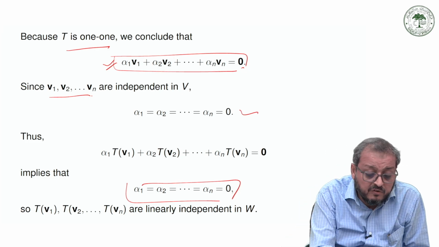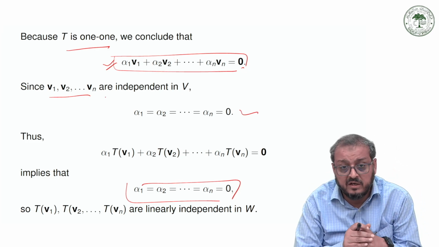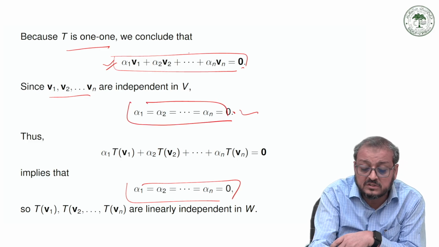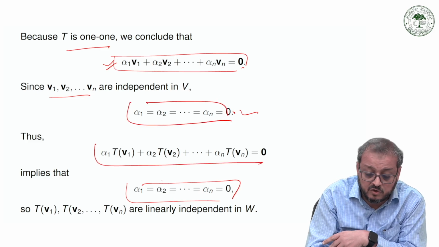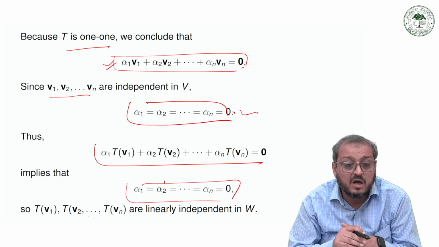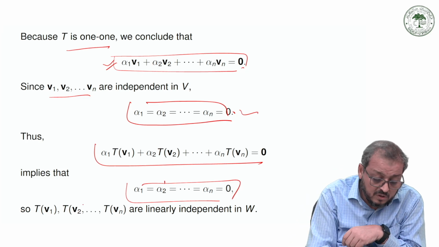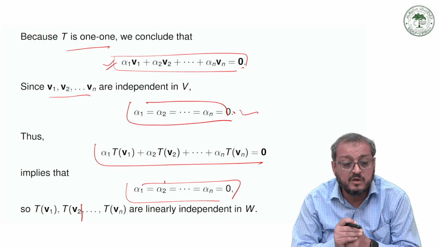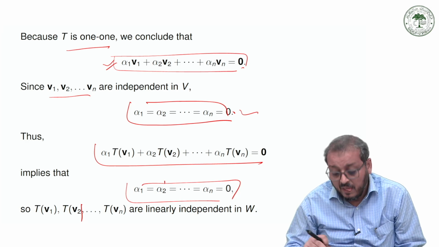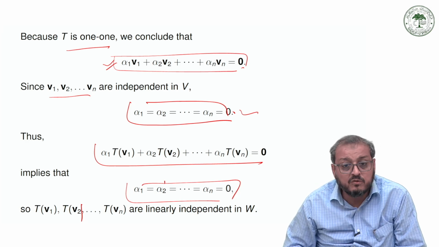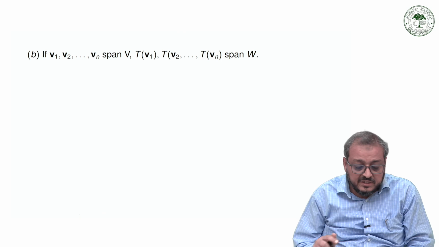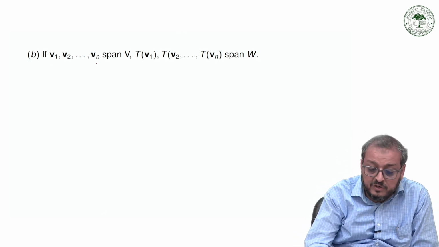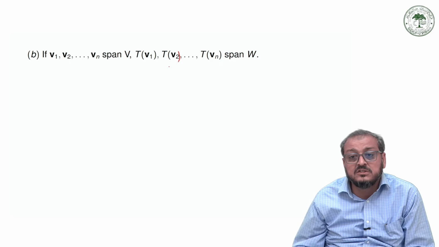So V1, V2, ..., Vn are linearly independent, so this means all the scalars are 0. If all the scalars are 0, then this is equal to 0, which implies that T of V1, T of V2, up to T of Vn are linearly independent in W. Okay, so now for the second part: if V1, V2, ..., Vn span V, then T of V1, T of V2, up to T of Vn span W.